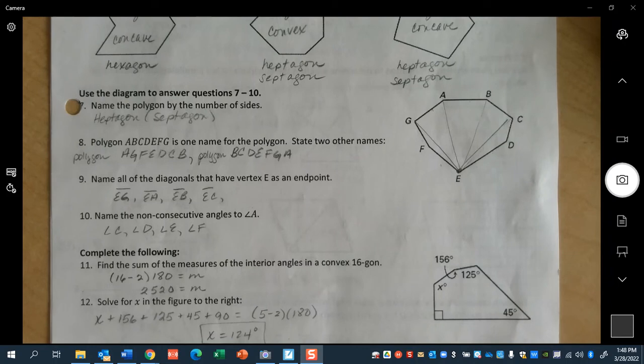All the diagonals that have E as a vertex, anything that's a non-consecutive vertex. So E, F, and E, D are not diagonals. Just E, F, E, A, E, B, E, C. And then our non-consecutive angles are the angles that are not next to angle A.